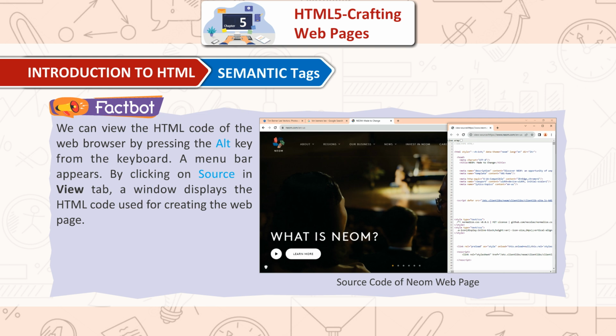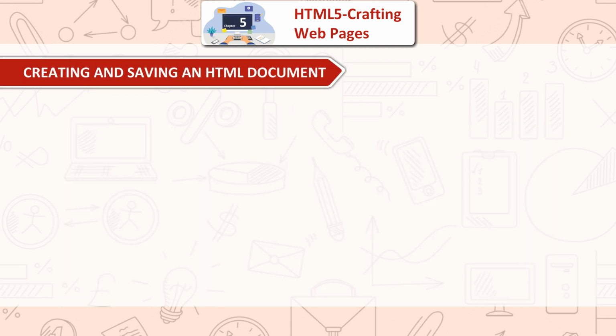We can view the HTML code of the web page in the browser by pressing the Alt key on the keyboard. A menu bar appears. By clicking on Source in the View tab, a window displays the HTML code used for creating the web page.